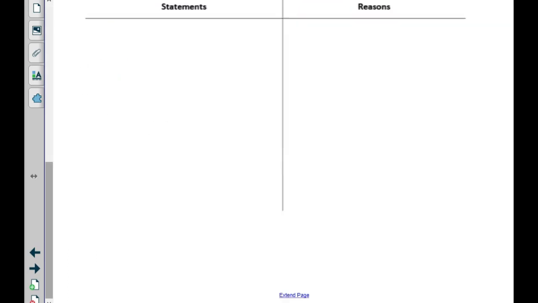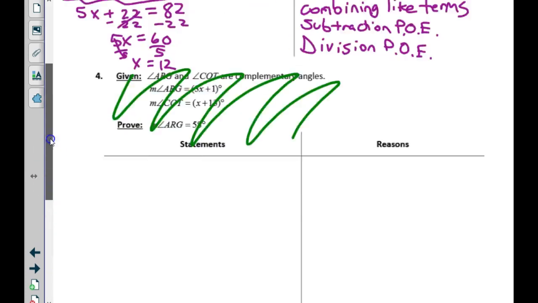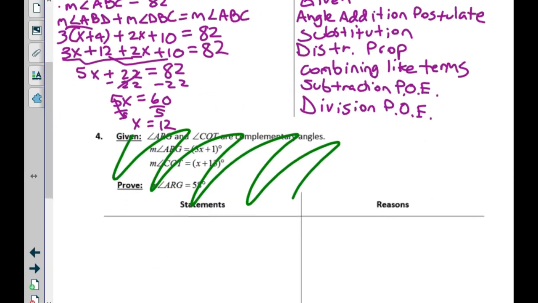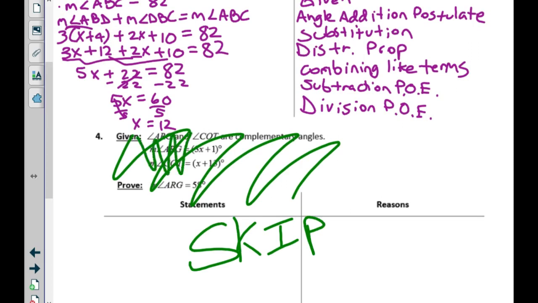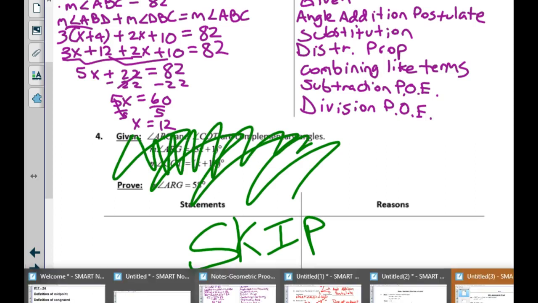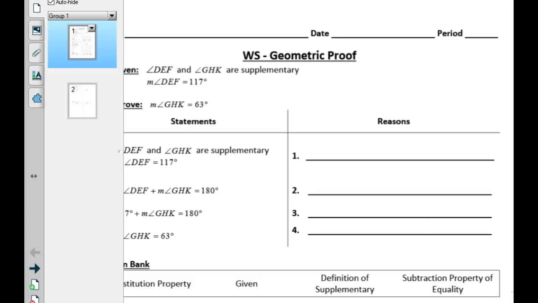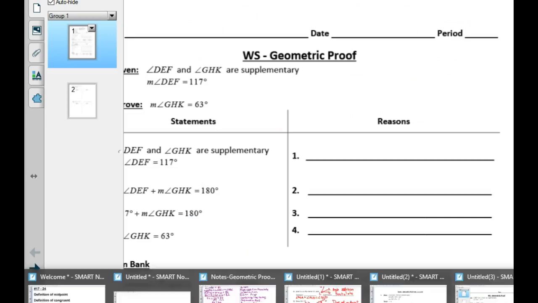Alright, as for number 4 on the notes, we are going to skip it. I know yours looks different than mine on this screen, but either way, we're going to skip doing it on notes because I think you should be able to do your number 4 on your own, so you don't need to do it on the notes. When you get your assignment, I'm going to help you out here, okay?